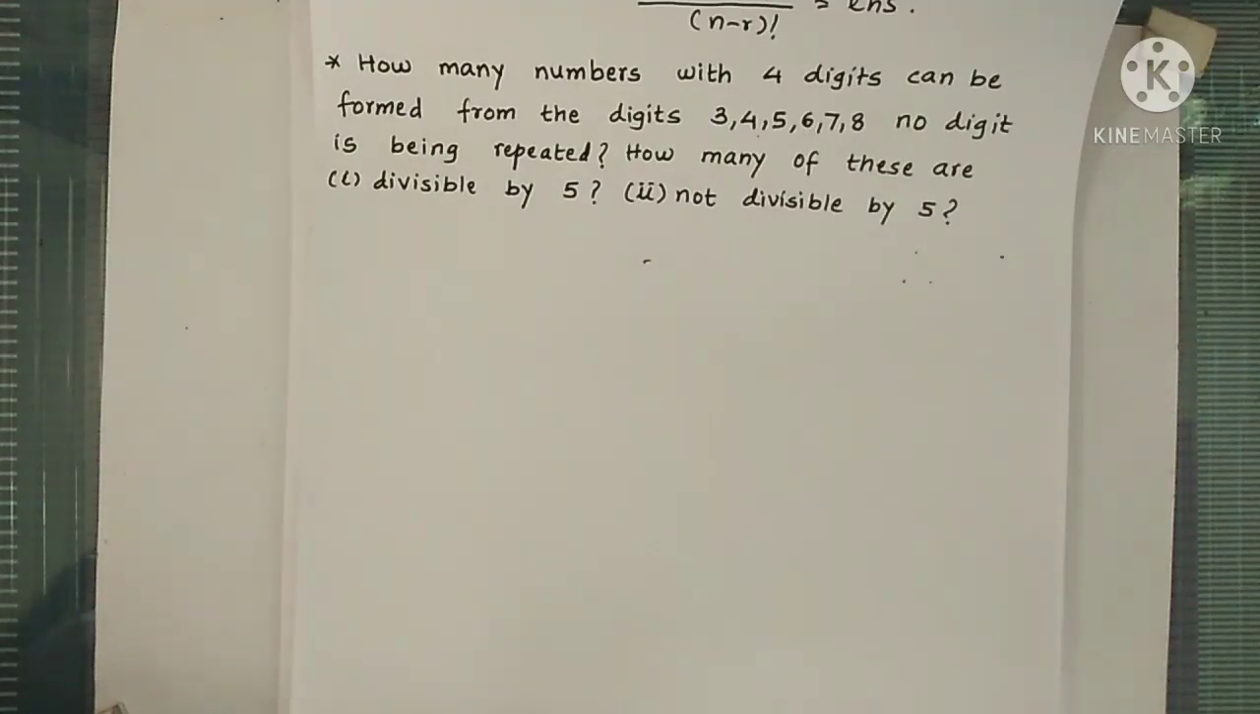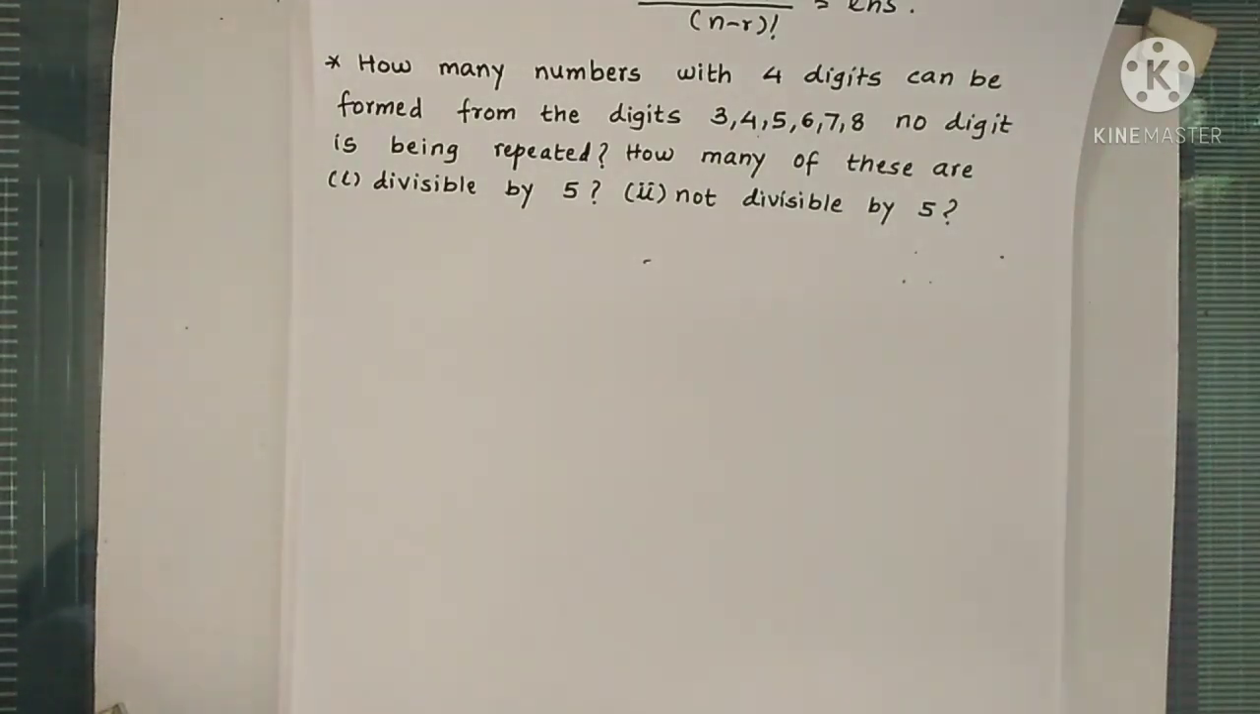Now consider this question. How many numbers with 4 digits can be formed from the digits 3, 4, 5, 6, 7 and 8? No digit is being repeated. That means repetition is not allowed. How many of these are divisible by 5, and how many of these are not divisible by 5?